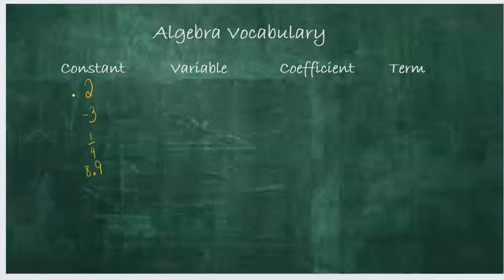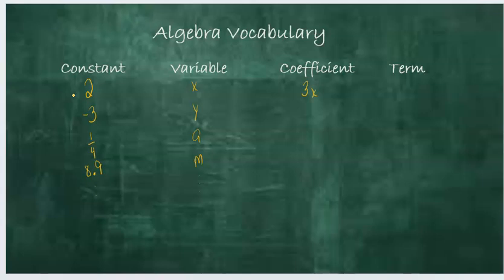Second, we have variables. Variables are letters that represent an unknown value. We can use X, Y, A, M, any letter that we want to represent an unknown amount. That is our variable. Now, a coefficient is the number that is multiplied by a variable.